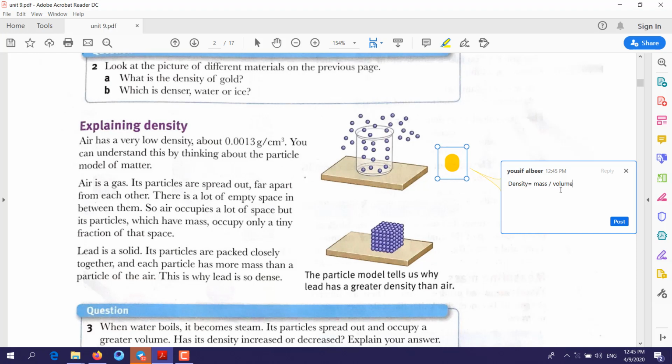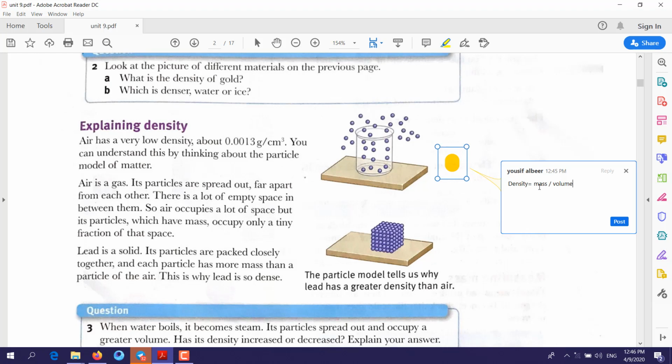If we want to compare objects, we will depend on what? On their mass and their volume. Now, when will the density be more and when will it be less? As much as the mass increases, the density will increase. As much as the volume increases, the density will decrease.